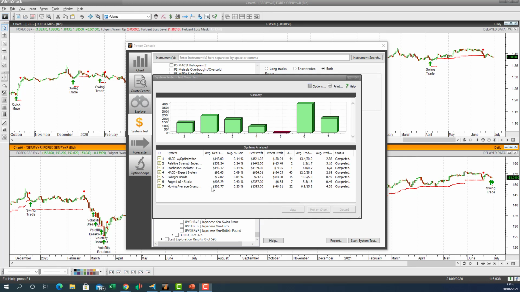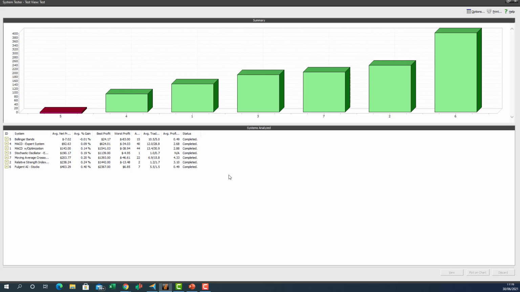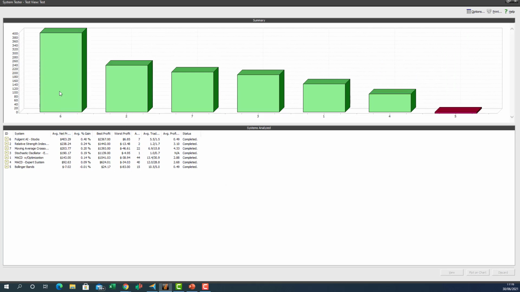And the results are in. We've got the 7 technical indicator systems that we tested, and the Fulgent AI one is part of them. So we'll sort by highest average net profit. If I can just maximize this window, it'll be interesting. There we go. You can see Fulgent came out on top with an average net profit of $403 versus relative strength index trading 238, moving average crossover 203, stochastics 190, MACD 143, etc.